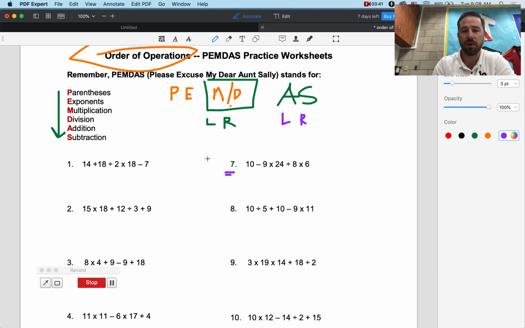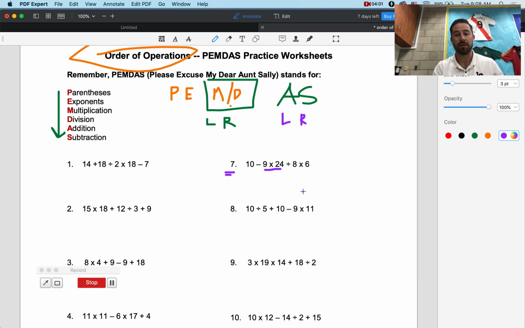Okay, so let's go ahead and look at number 7 just for the heck of it together. Okay, now we're going to work through our order of operations. Are there any parentheses? No. Are there any exponents? No. Is there multiplication or division? Yes. Okay, we work left to right. So this guy is actually first.